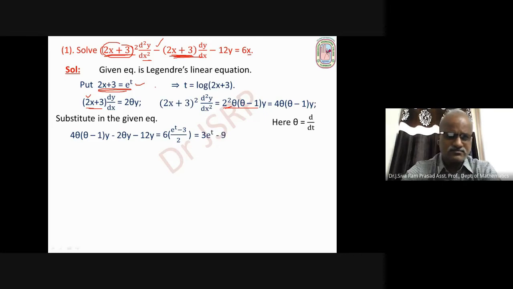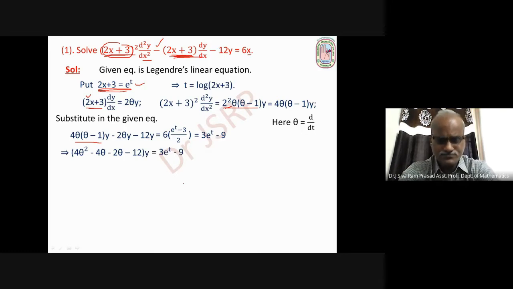Okay, that is here 2 gets cancelled, 2 3s. So 3 e power t minus 9. Simplify this, take y common to the right side and multiply first these two. 4 theta square minus 4 theta minus 2 theta minus 12 into y equal 3 e power t minus 9. So you simplify this, it is minus 6 theta. So 4 theta square minus 6 theta minus 12 into y equal 3 e power t minus 9.